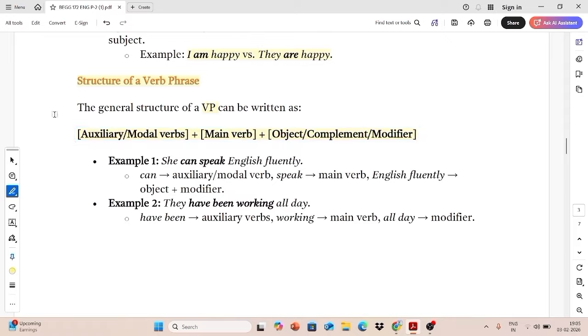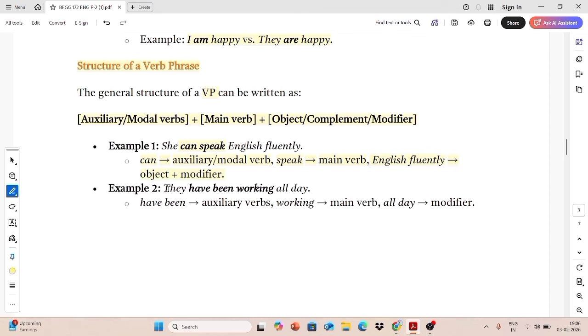Example for this can be, she can speak English fluently. Can is the auxiliary or the modal verb here. Speak is the main verb. English fluently is the object and the modifier.